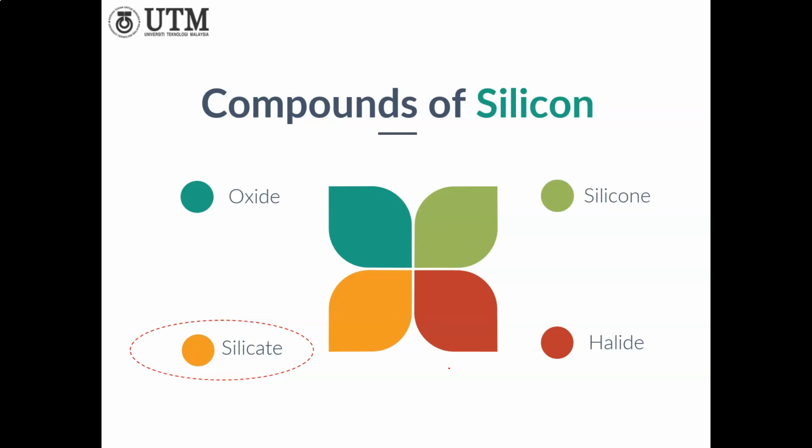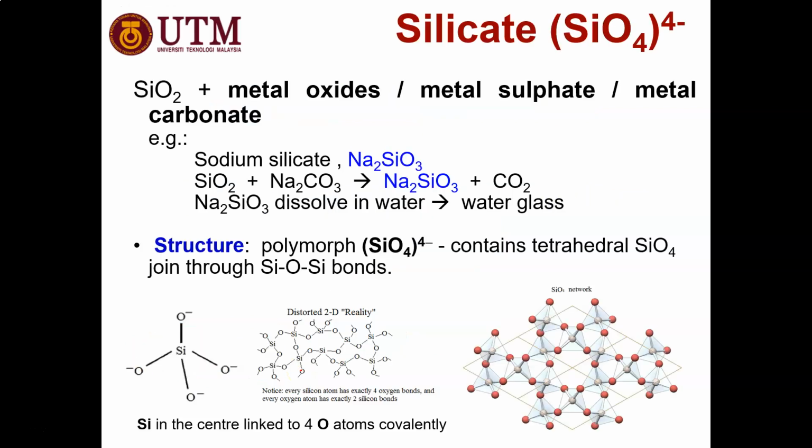Nanti saya akan buat sedikit perbandingan antara silika dengan silikon. Okay, so let's look at the second compound, silicate, yang ada quite a few. Inilah yang akan ada kaitan dengan zeolite, ada kaitan dengan glass and everything. Okay, so apa itu silicate? So silicate in the form of anion is actually SiO4 4-.